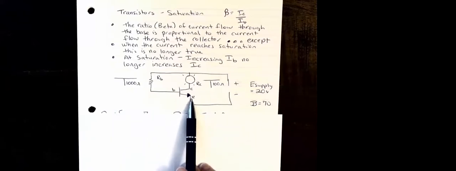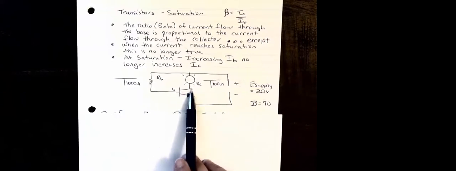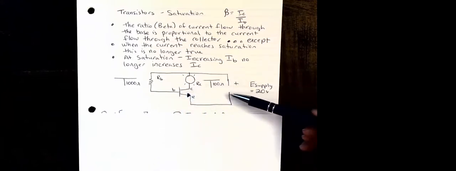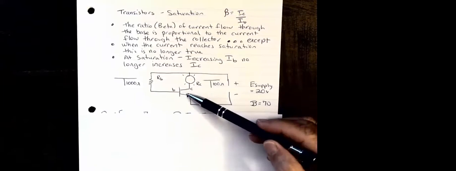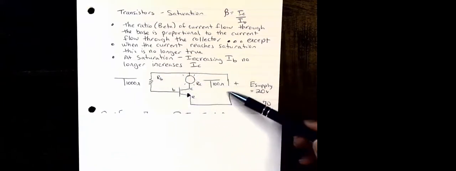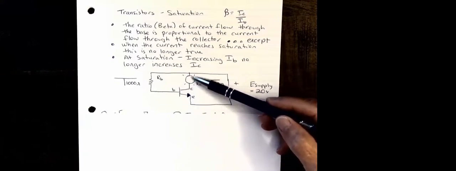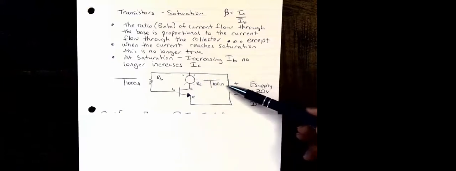Remember, this is an NPN type transistor because the arrow is pointing outwards. This lead is called the emitter. This one's the base, and this one's the collector. We have two circuits. If there is current flowing through the base in the outer circle, then current will flow through this junction of E to C and up through my load and back to the positive.